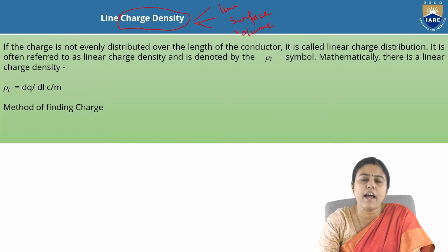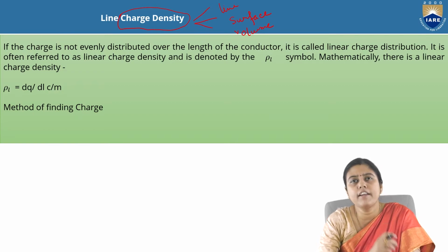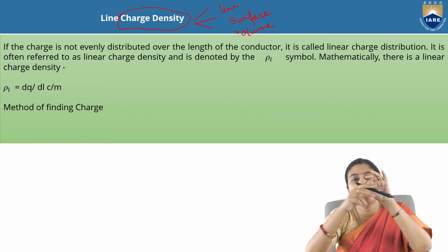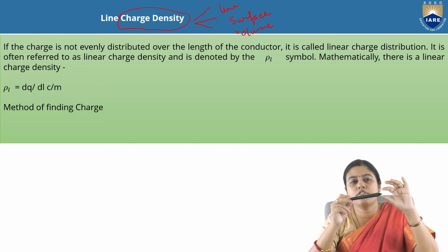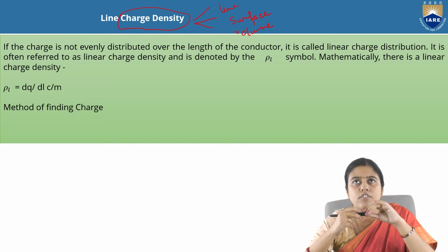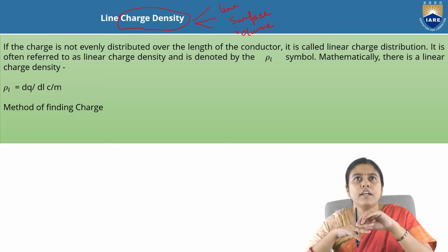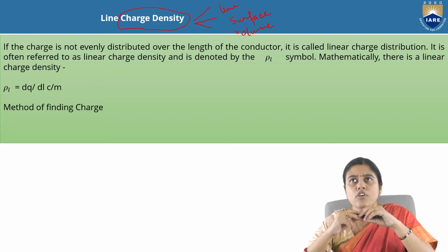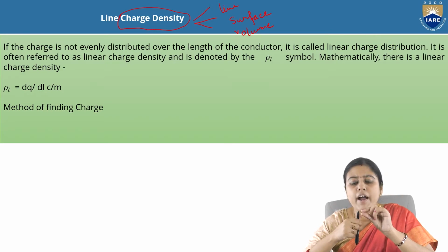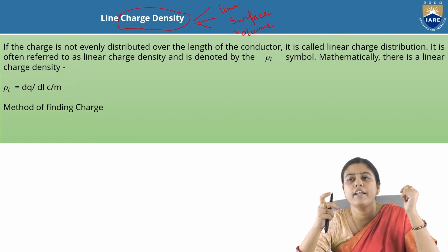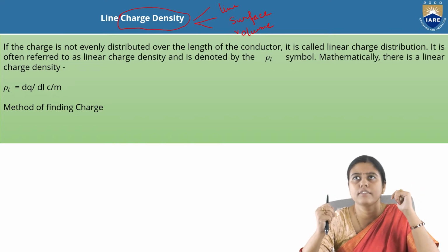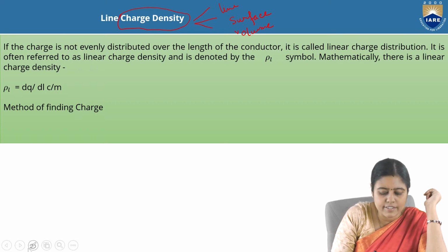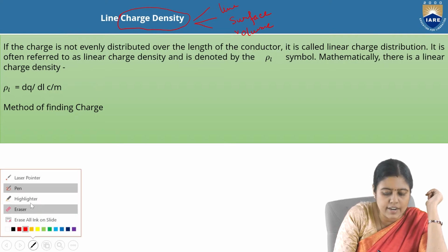As we discussed earlier, for overhead lines, the charge resides on the outer or external surface. So the charge density is not evenly distributed on the overhead line. Charge per unit length is known as the linear charge density. So what is the linear charge density?